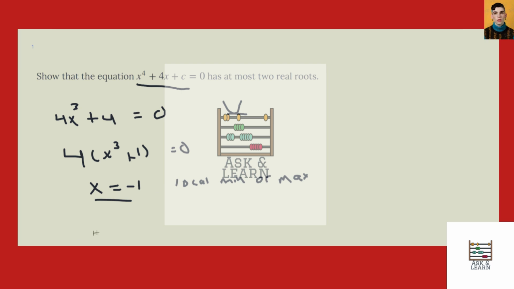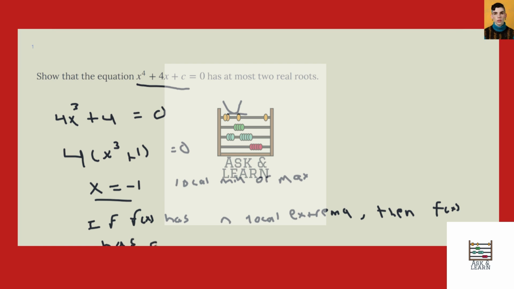And so there's a theorem that states that if f of x has n number of local extrema, then f of x has at most n plus 1 zeros.